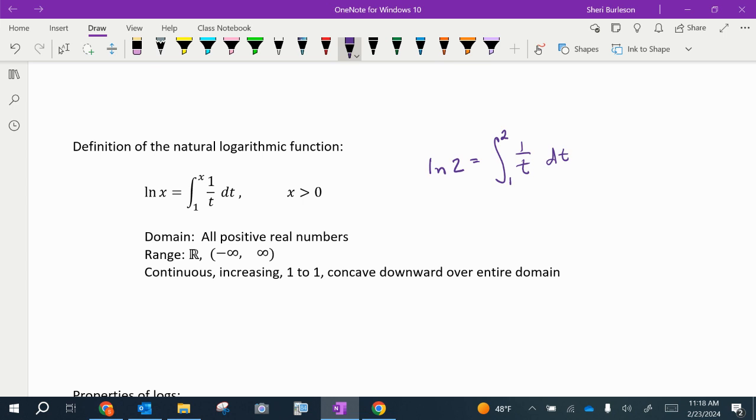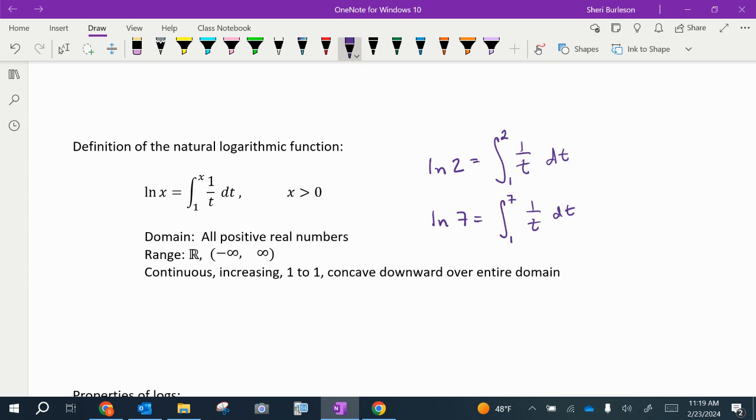So the natural log of 2 is a number, and when I do the integral, I would also get a number. Same thing if I did natural log of 7, now I'm talking the integral from 1 to 7 of 1 over t dt. So we can write a function in terms of an integral, and it is still a function. We're just calculating the value of the integral over that interval.